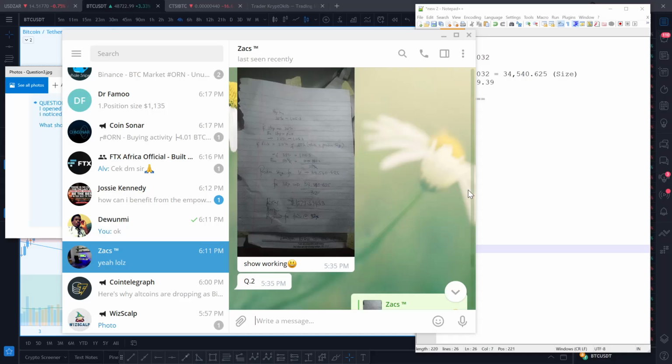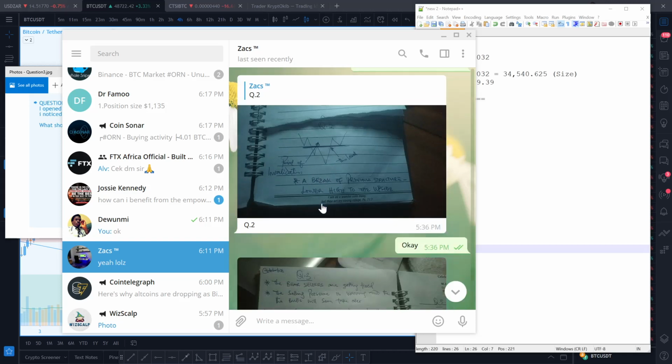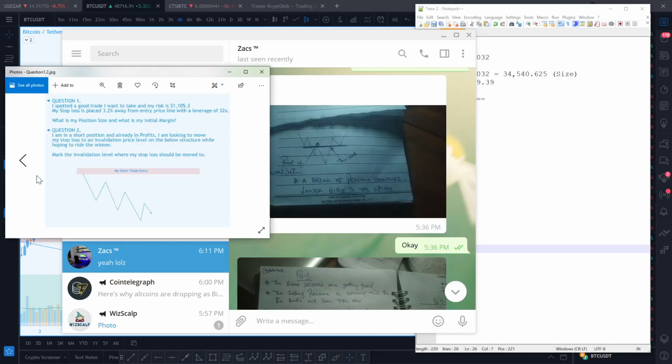Or let's say showing workings. Okay, question 2. 1, 2, 3, 4, 5. Okay. Look at this. I can't clearly see this, but then points of invalidation. Yeah, okay. A break of previous structure, lower high to the upside. Okay. Let me see the image here. That is question 2.